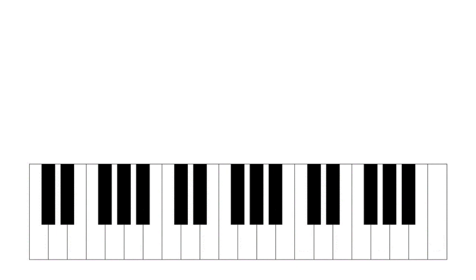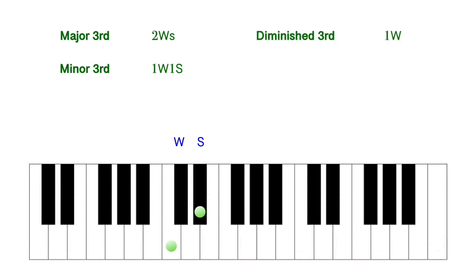For example, major third is 2 whole tones apart. We make a semitone smaller, it will become a minor third. If we further make 1 semitone smaller, it will become diminished third. Now, let's go back to major third, then go up a semitone larger and form an augmented third.